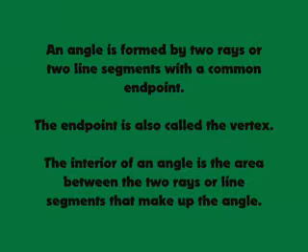To conclude, let's have a quick review of what we've learned about angles. Remember, an angle is a figure formed by two rays or two line segments with a common endpoint. This endpoint is also called a vertex, which just means that it's the point where the two sides of the angle meet. And finally, the interior of an angle is the area between the two rays or line segments that make up the angle. Interior is another word for inside.